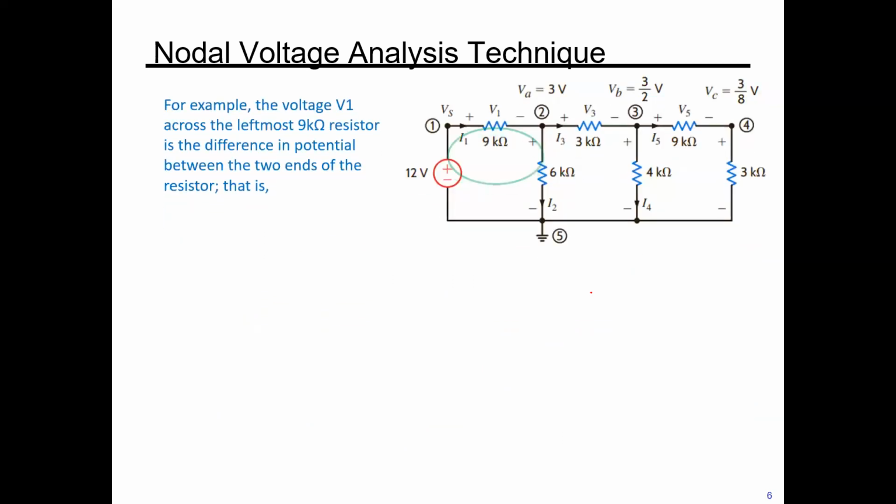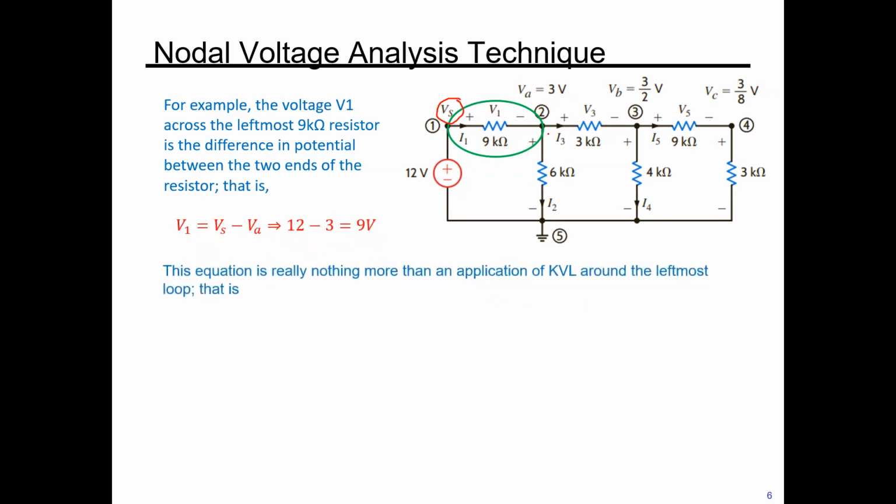For example, if we look at the voltage across the 9 kilo ohm resistor, this voltage is the difference between the supply voltage or source voltage and VA, the voltage at node 2. That means 12 minus 3 is 9 volt. Then of course we can apply Kirchhoff's voltage law to make it equal to 0. In a similar manner, we can find the voltage across V3, which is VA minus VB, the voltage difference, the same as V1, which is VB minus VC.